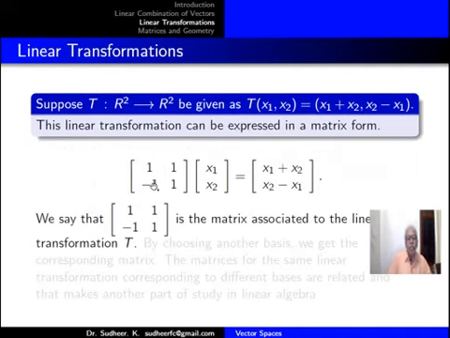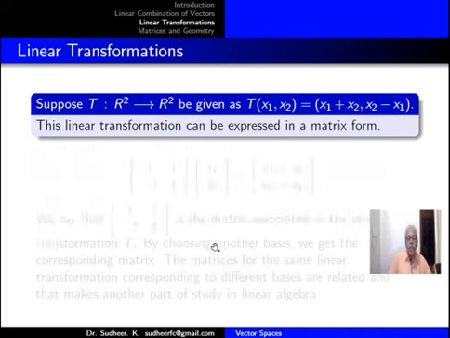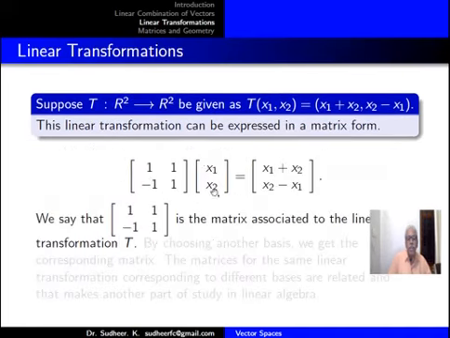Let us check it. This was the matrix we obtained in the previous step. So that matrix is multiplied with the column matrix (x1, x2). The output will be (x1 plus x2, x2 minus x1), and that was the way we defined the image of the ordered pair (x1, x2) by the transmission T. So we say that [1 1; minus 1 1] is the matrix associated to the linear transmission T.